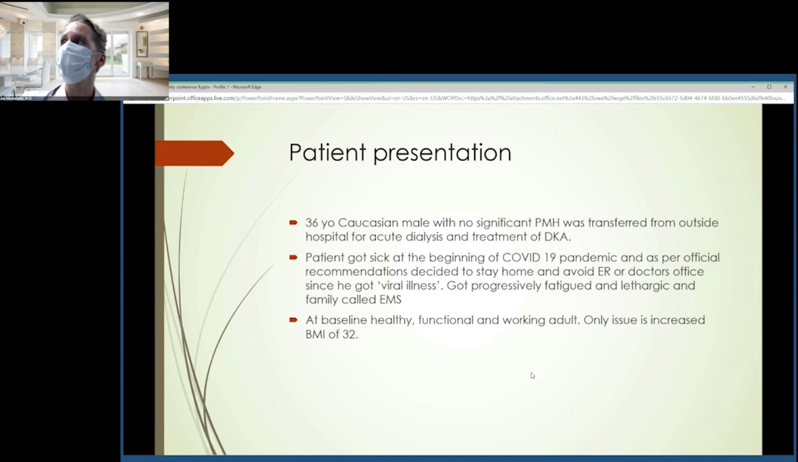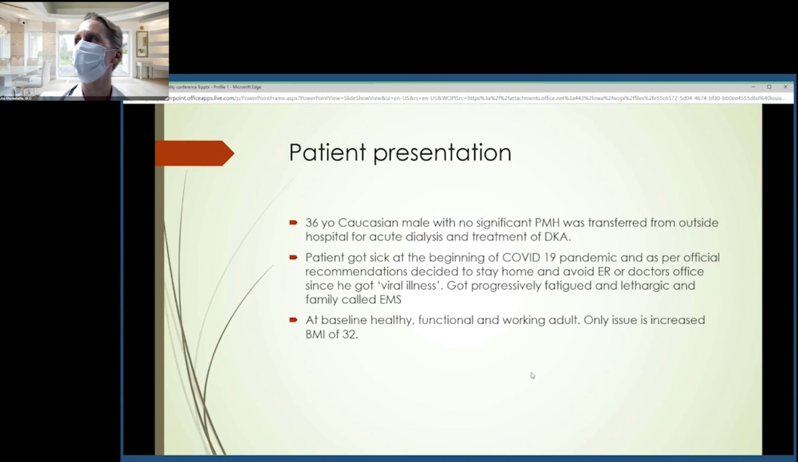This was a 36-year-old Caucasian male who had no significant past medical history, and he was transferred to Jewish Hospital from an outside hospital for need for acute dialysis and treatment of DKA. Some hospitals don't do dialysis, so they get transferred here.